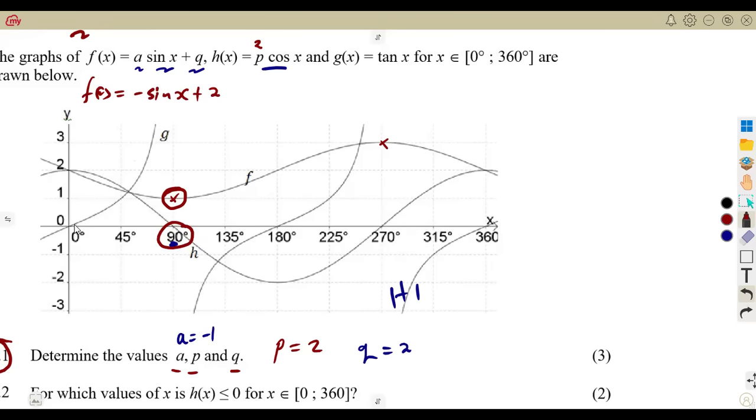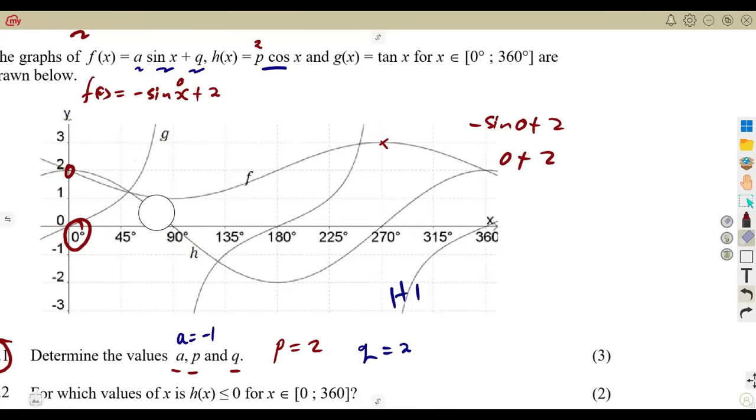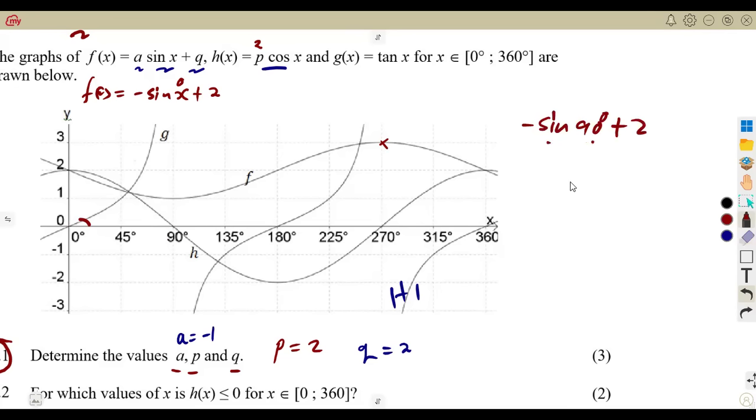Meaning we can substitute any value and test. Let's say at 0 degrees, if you substitute a 0 there, it will be minus sine 0 plus 2, which is 0 plus 2, which is 2. Let's take 90 degrees. If we substitute 90 degrees, it is going to be minus sine 90 degrees plus 2. Minus sine 90 is minus 1, plus 2 is 1. As you can see, it is corresponding at 1. So this is the exact function.